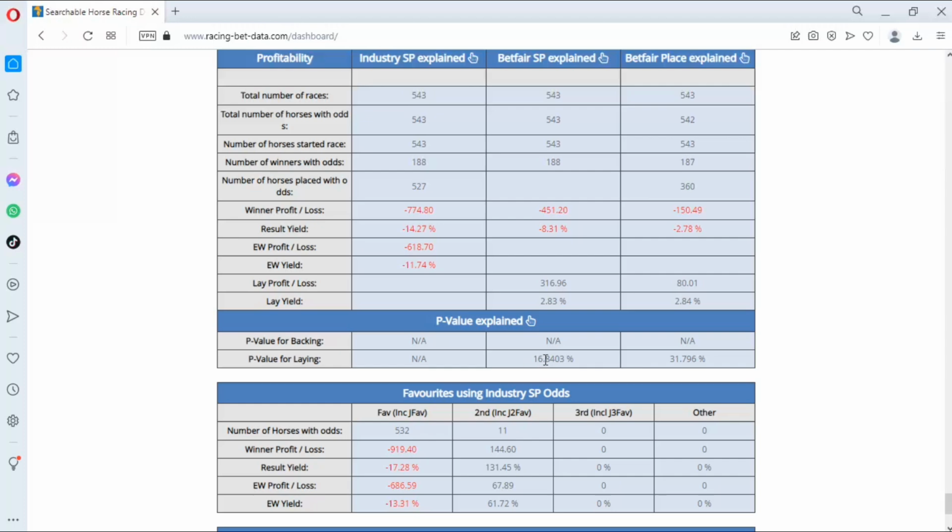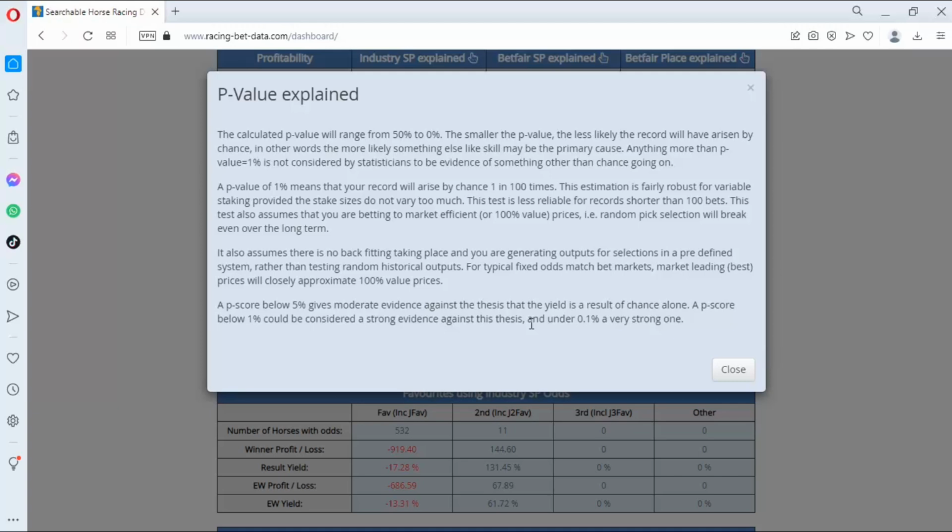And we've generated this score, so 16.84%. What does that mean? Well, like I said, there's plenty on the internet, but we have also popped in this little box here that gives you an explanation on the p-value. So the p-value itself will range between 0 to 50%. And the smaller the p-value, the less likely the record or the output will have arisen by chance. So basically, the more likely something else like skill would be the primary cause.